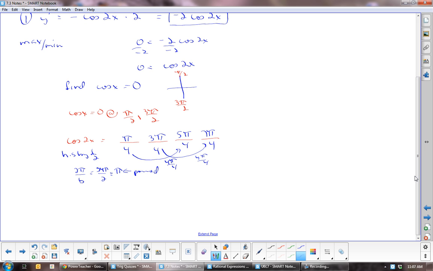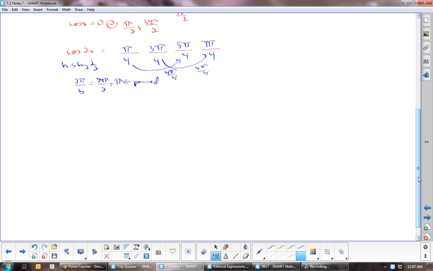So you have lots of room to keep working. You just flip on the back. If you're running out of room, you have the whole back to keep going with this.